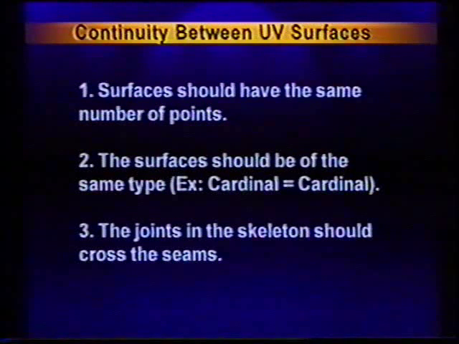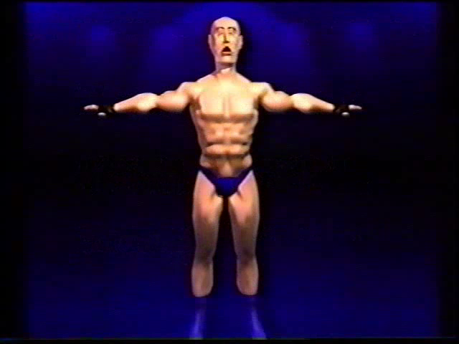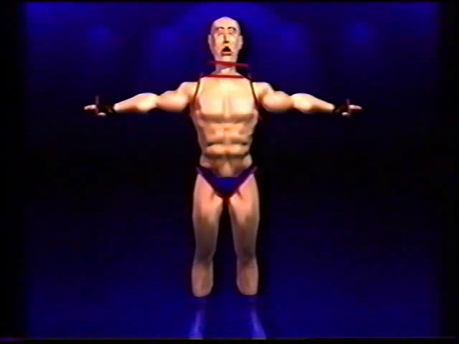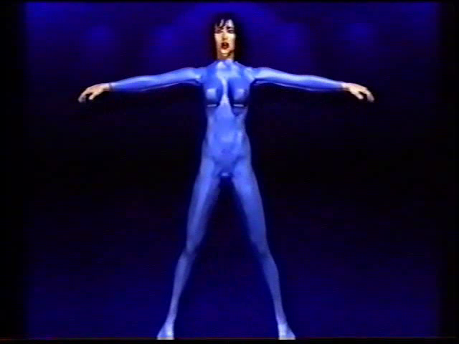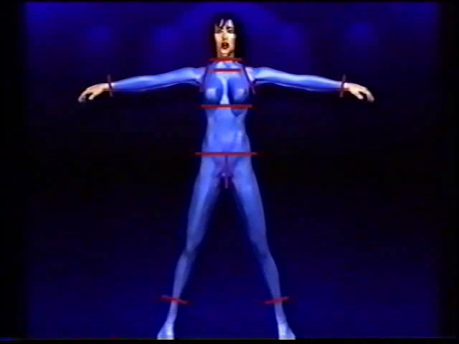Now let's look at some of the characters that we're going to be showing in this section. Here is Igor the wrestler. You can see where his seams are here. Notice how the bottom of his trunks are hiding the leg seams. Here's the character Pam, which was done with the segmented surface method. Here's where the seams are on her character.